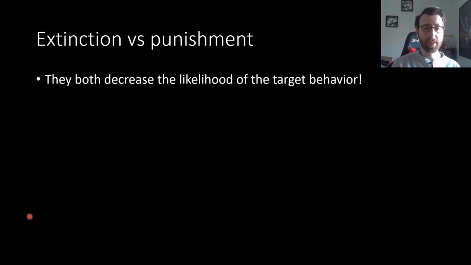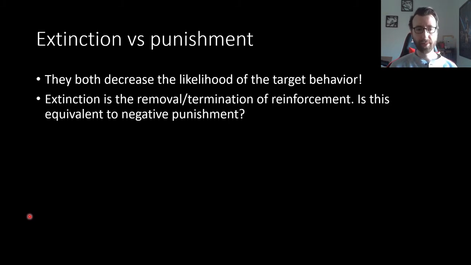Okay, so as I mentioned, both extinction and punishment will decrease the likelihood of a target behavior. So what makes them different? You might say that extinction is the removal or termination of reinforcement. Isn't that equivalent to negative punishment? Right, so for negative punishment, we're taking away a reinforcer. Extinction, we're removing a reinforcer. Is that the same thing?